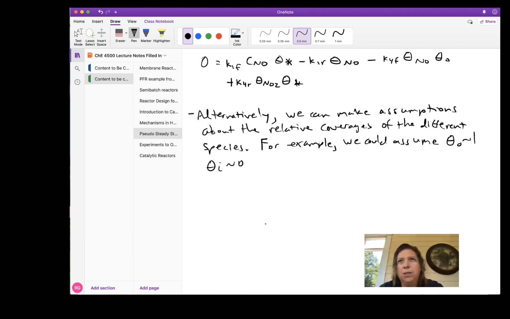So that is the pseudo-steady state hypothesis, which is another method that we can use to learn about the rates that come from reaction mechanisms.